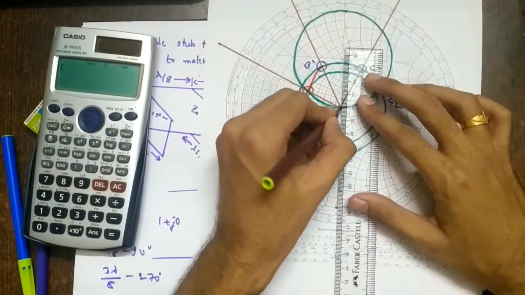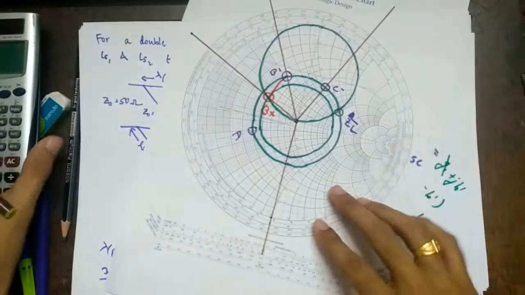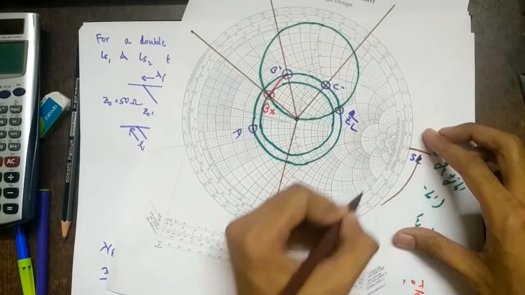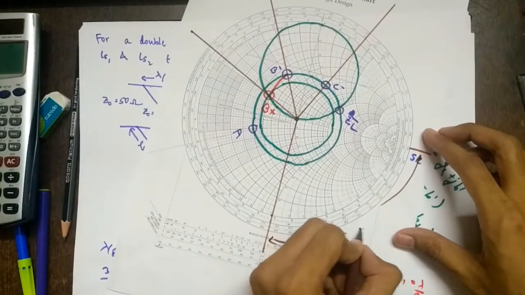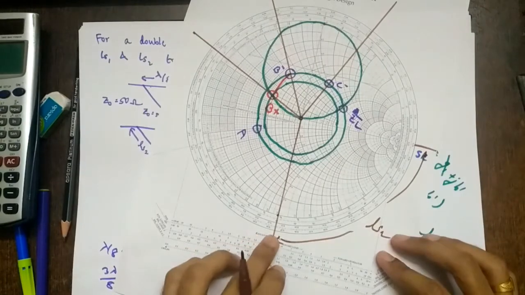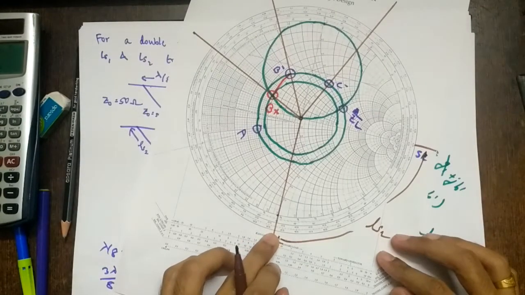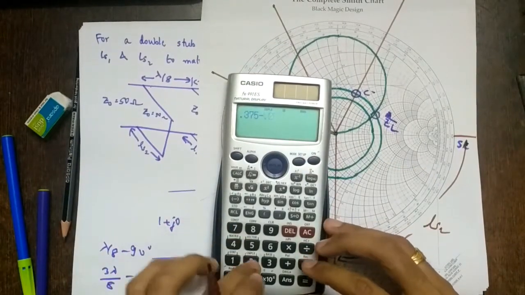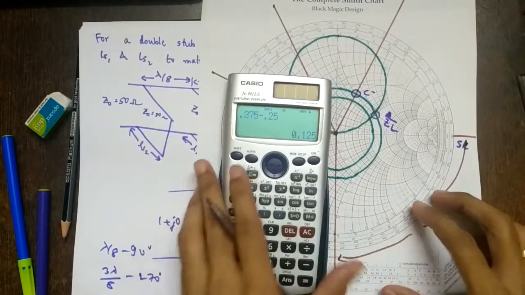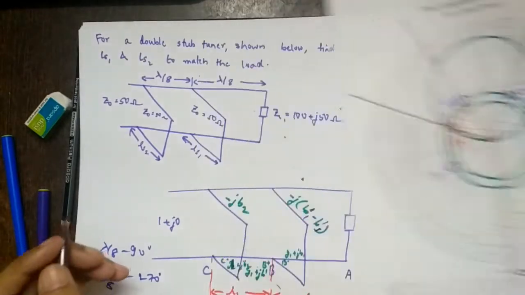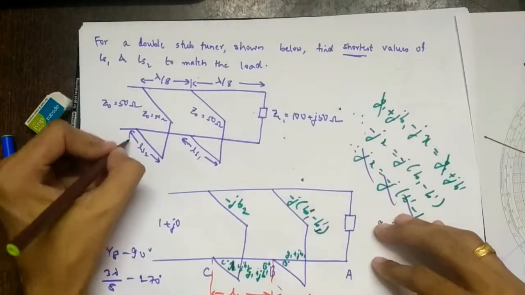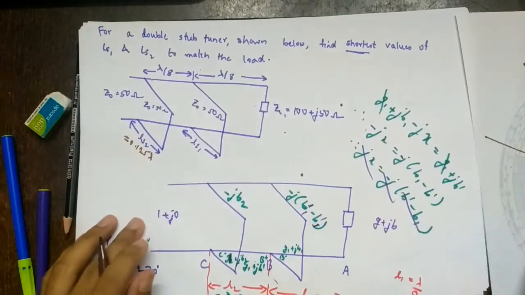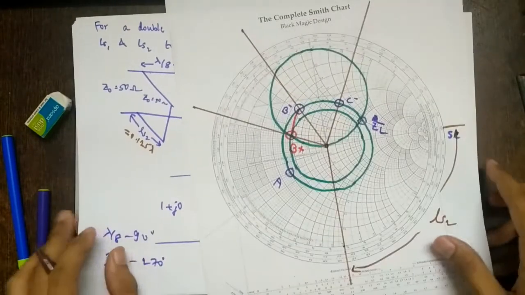So take this one. So from short circuit you are moving away from the load, that is towards generator. So move like this. So this is our distance for second, right? So LS2. So this is 0.375 and this is 0.25. So 0.375 minus 0.25. So 0.125 lambda we are given. So this is 0.125 lambda. Right?